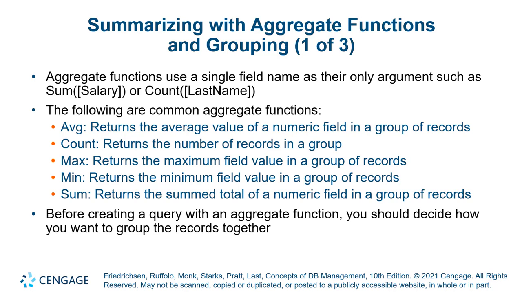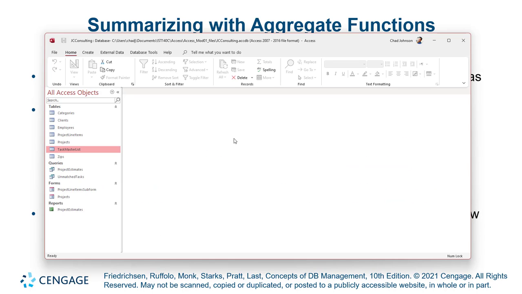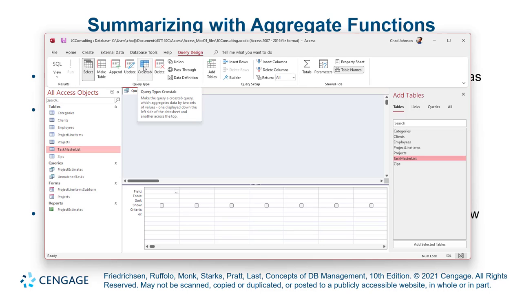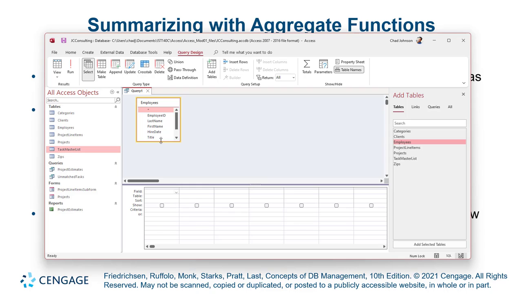Let's take a look at this in action. I will create my new query again. I'm going to use the employees table, and I'm going to specify the title and the salary. I'm going to use salary twice because I'm going to use two different aggregate functions here.